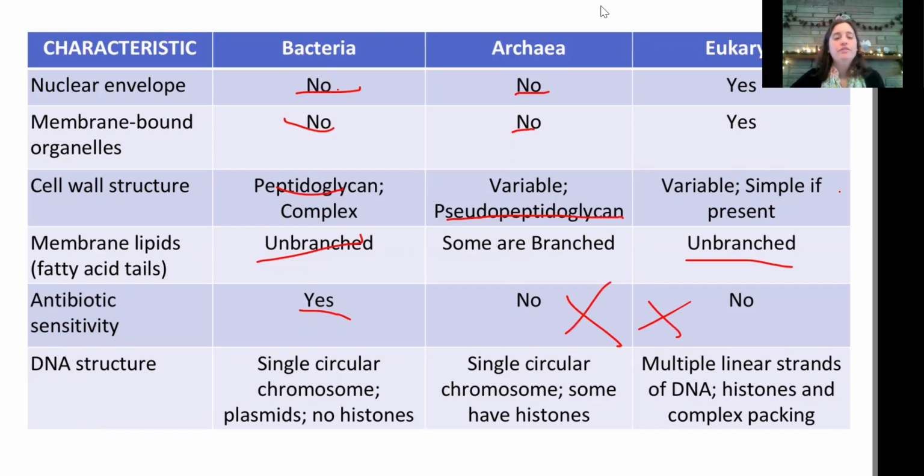So bacteria have singular circular chromosomes just like archaea, but they can take in plasmids and they don't have histones, whereas archaea might have histones. And eukarya have multiple linear strands of DNA chromosomes and histones and complex packing, which we've talked about. Other things to think about with the archaea is just that they tend to be extremophiles.